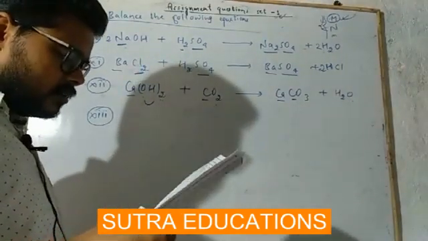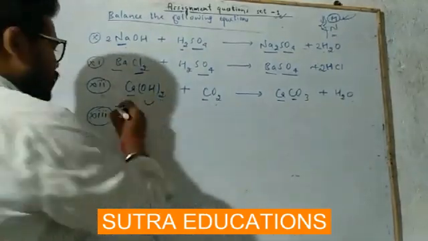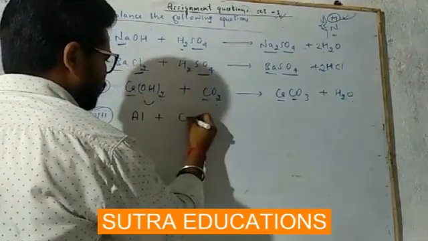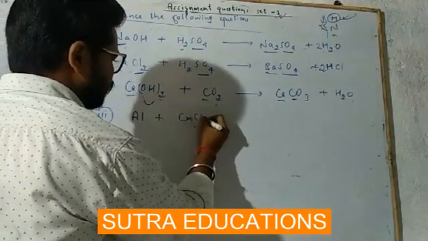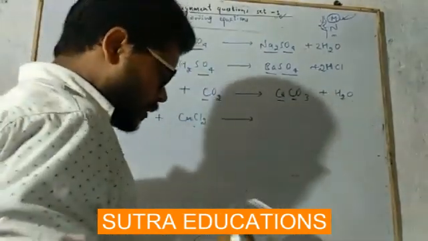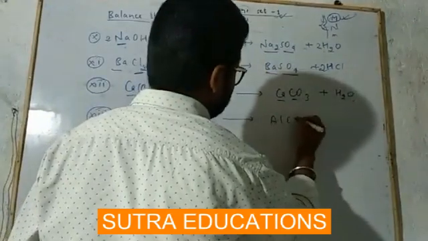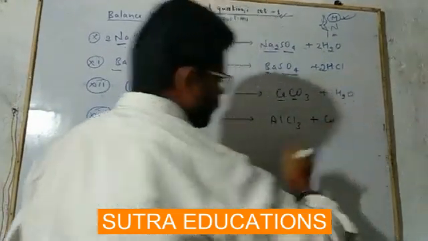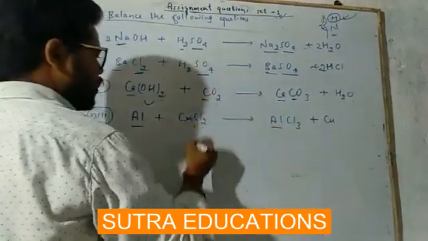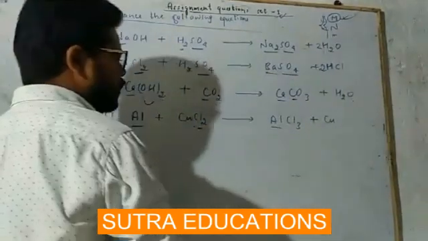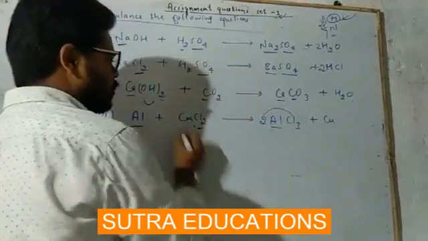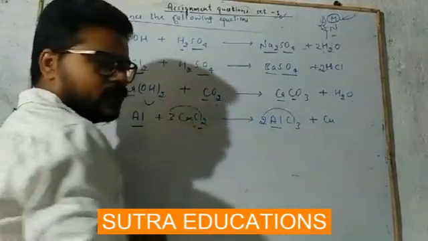13 is aluminum plus copper chloride, Al plus CuCl2, gives aluminum chloride, AlCl3, plus copper. Okay, so aluminum is 1, chlorine is 2 on one side and chlorine is 3 on the other. So what do we have to do? Multiply this by 3, 3 into 2, 6. Multiply this by 2, it becomes 3 into 2, 6.